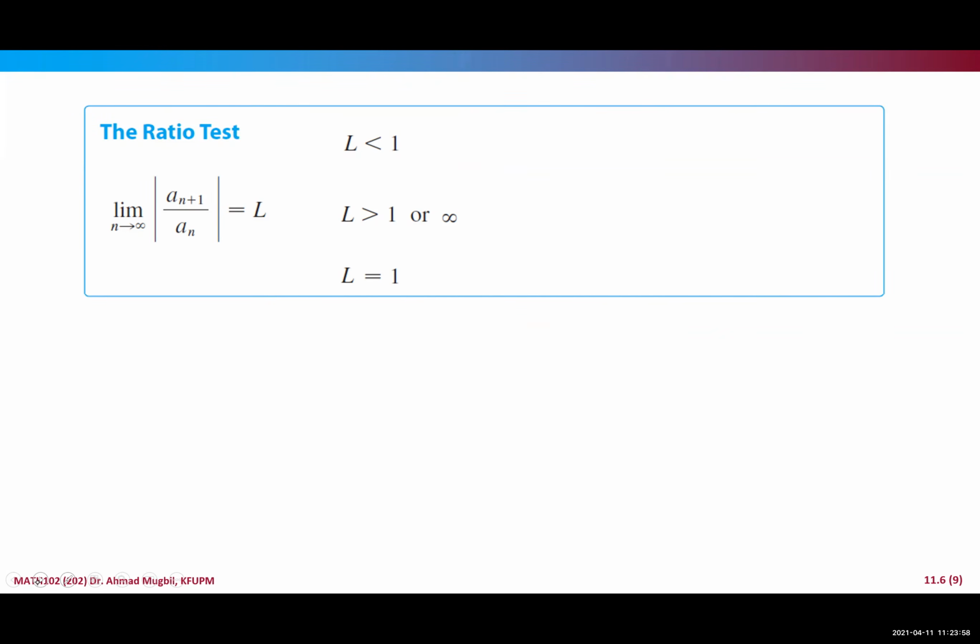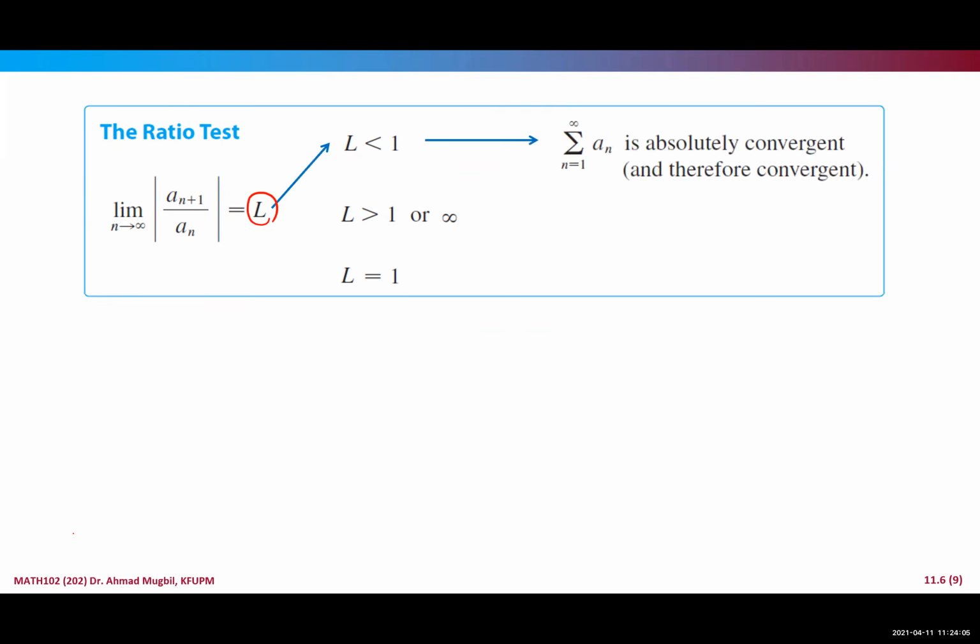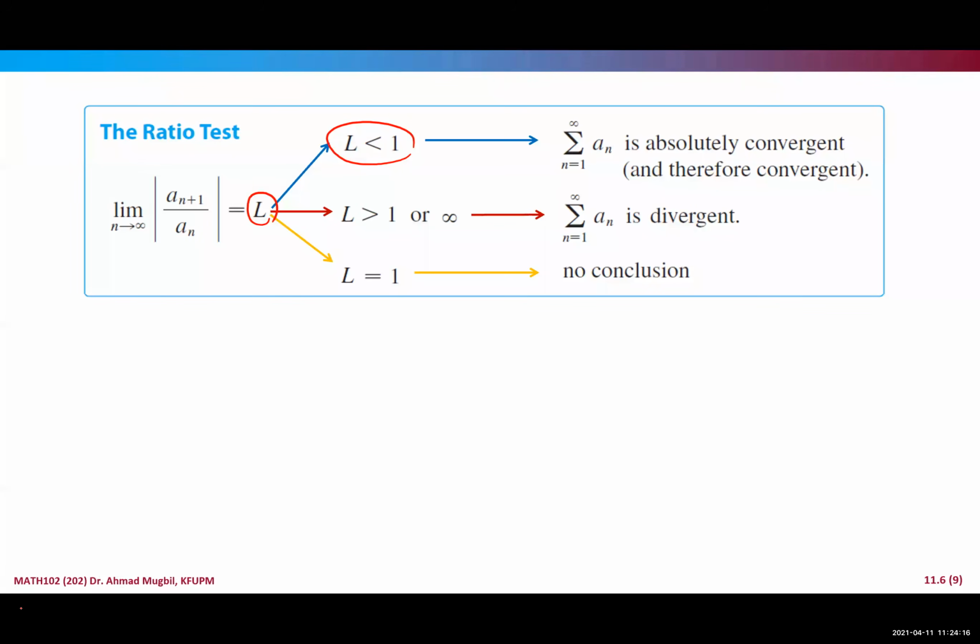Now let me summarize this for you in a short way. The ratio test says what? If the limit of the ratio is equal to L, and L is less than 1, then it is absolutely convergent and therefore convergent. If it is greater than 1 or infinity, it is divergent. If it is 1, no conclusion. The test fails.